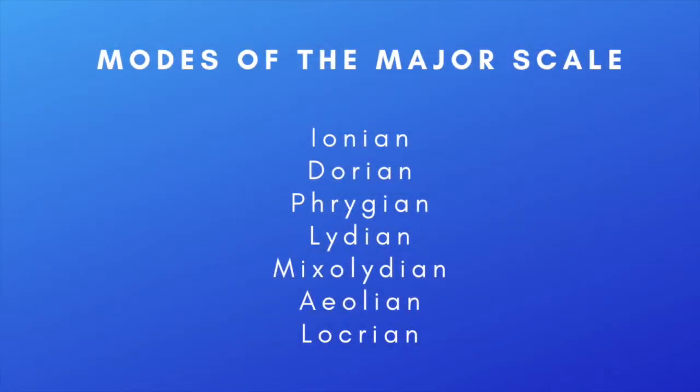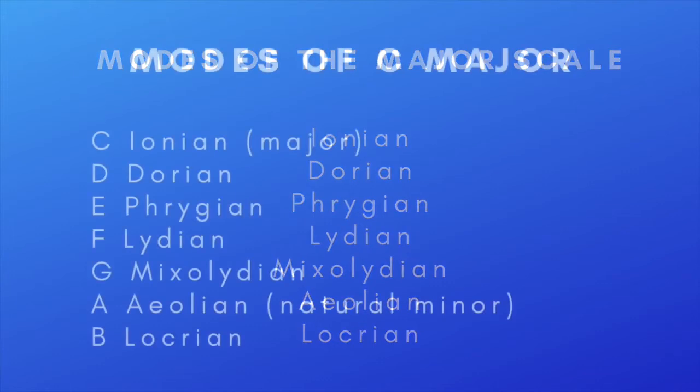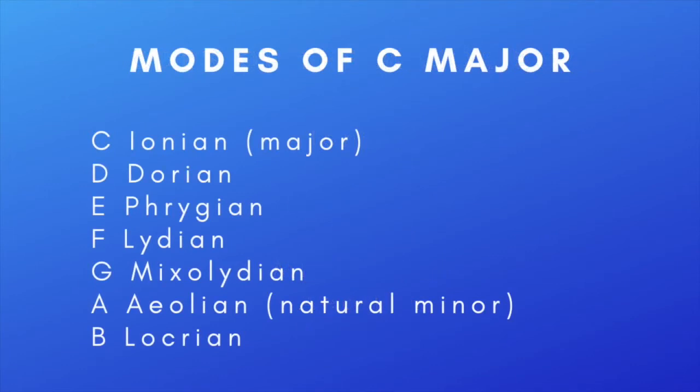So in the first video I did on modes, we looked at the 7 different modes that are based on the notes of the major scale. Using the scale of C major as an example, we saw that if we played the 7 notes that are in C major, starting on different notes, we get a set of new scales, each with a unique pattern of intervals, and these new scales are the modes of the major scale.